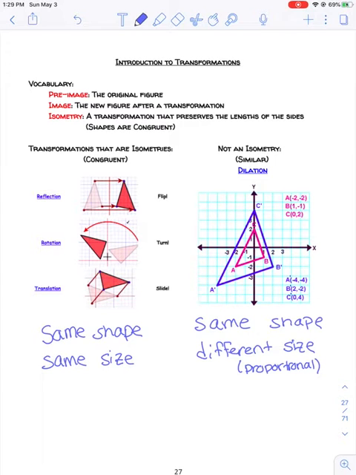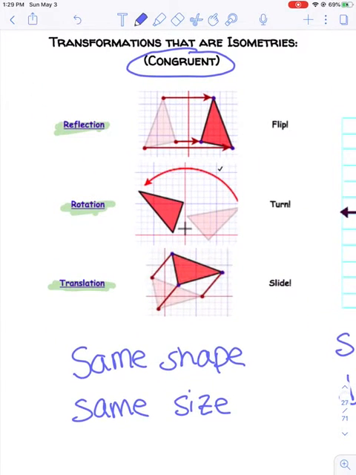So let's go through what all of that means. On the left-hand side, we see the three types of transformations that are isometries. So that would be a reflection, a rotation, and a translation. So putting that together with the definition of isometry, it says that the lengths of the sides are preserved. So therefore, with these three transformations, we end up with a congruent image. Both the pre-image and the image are the same shape and the same size. So let's look at those three examples more closely.